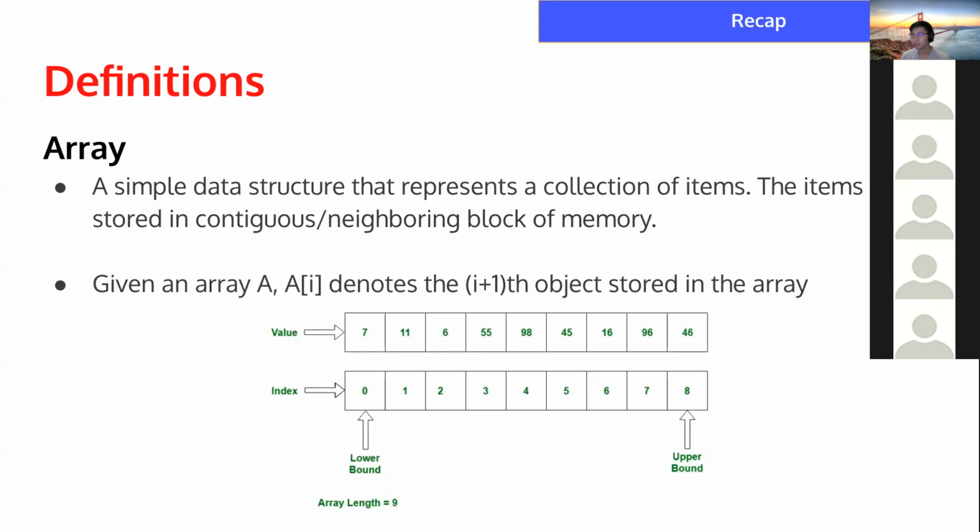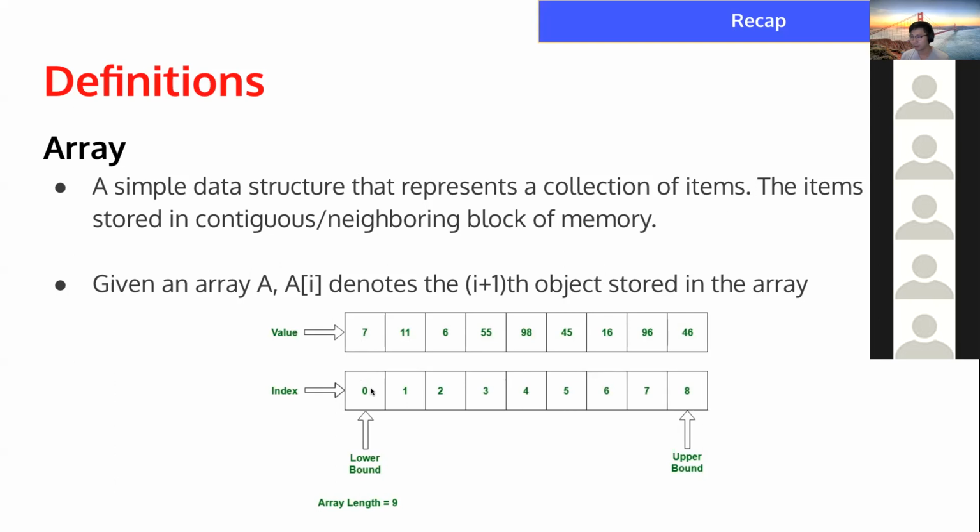Okay, so now that we have talked about time and space complexity, as well as the 5-step approach to technical questions, let's dig into the data structures. So the first data structure that we learned was the array. So what is an array? An array is a simple data structure that represents a collection of items. And the items are stored in a contiguous or neighboring block of memory. So you can imagine that each array could have these indexes that could point to an actual value.